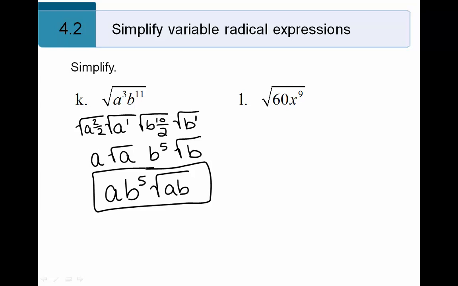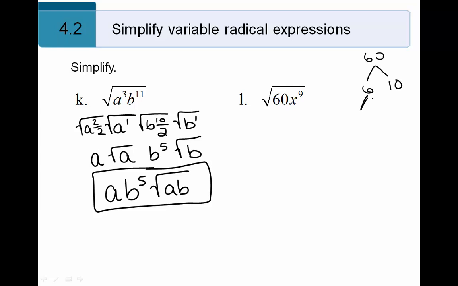Now, on the next problem, 60, we'll do a factor tree for it. Please do not be tempted to say that the square root of x to the 9th is x to the 3rd. Remember, we need to divide the exponent by 2, but since it's not a perfect square, we're going to have to split it up. So I'm going to do a factor tree for 60.